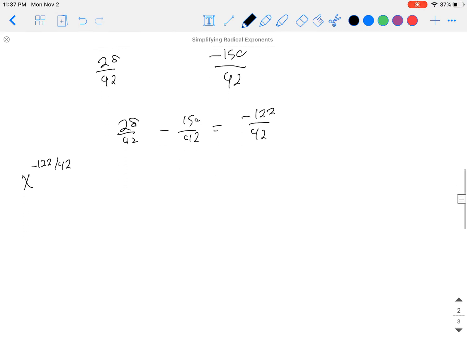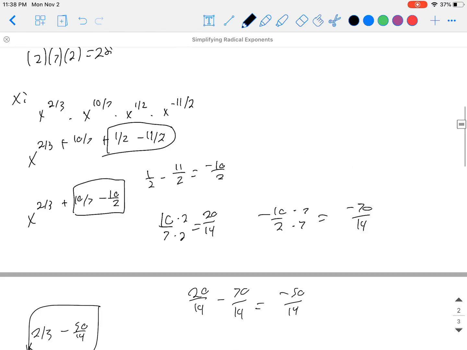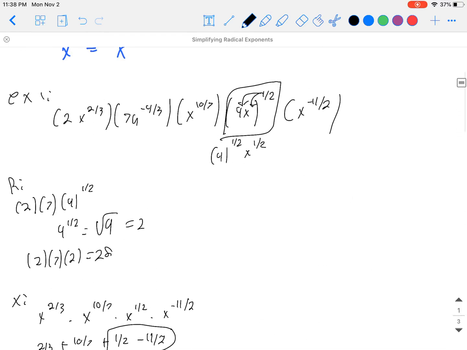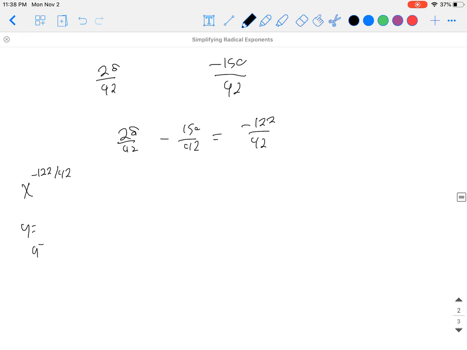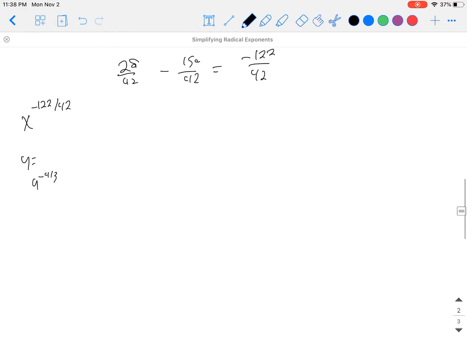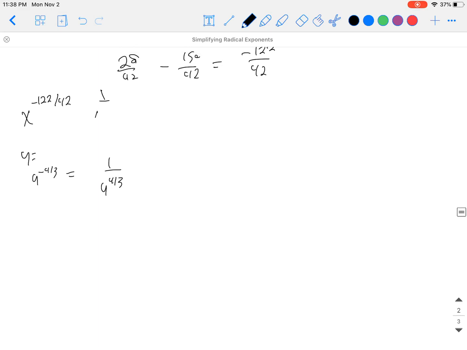Now, let's move on to y. For y, we have just one term. We only have y to the negative 4 thirds. And this can just be expressed as 1 over y to the 4 thirds. Similarly, x is 1 over x to the 122 over 42.